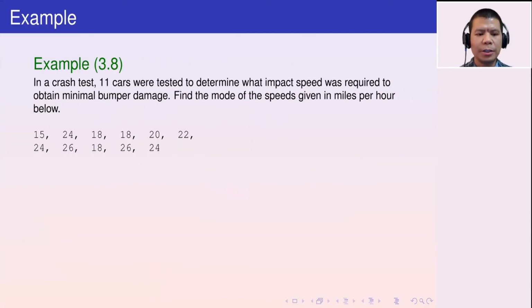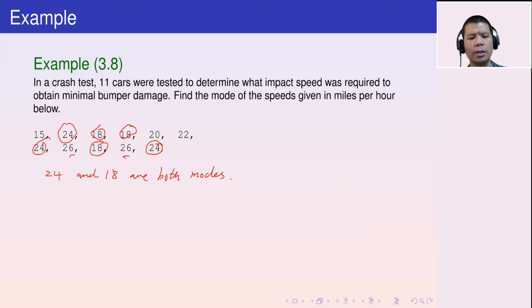Okay. Consider this example. In a crash test, 11 cars were tested to determine what impact brake speed was required to obtain minimal bumper damage. Find the mode of the speeds given in miles per hour below. Okay, so what is the mode? Be careful. What do we have? Okay, so I believe 24. 24 has 3, right? Do we have another one? Oh, 18. Okay, 18 is also a mode. Do we have others? I believe no. 26 only occurred twice, right? So I believe 24 and 18 are both modes.